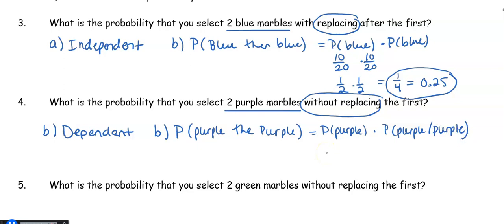So the first one, get nice and easy. We look up and we see that there are 6 purples. So the probability is 6/20, which reduces down to 3/10. Again, you don't have to reduce it if you don't want to. It just makes it easier later on.